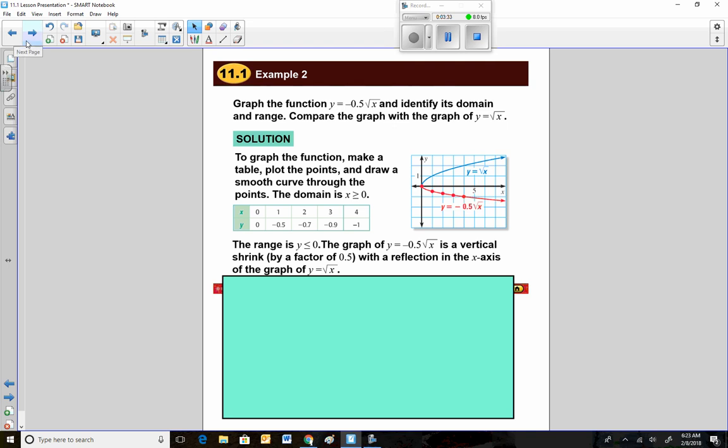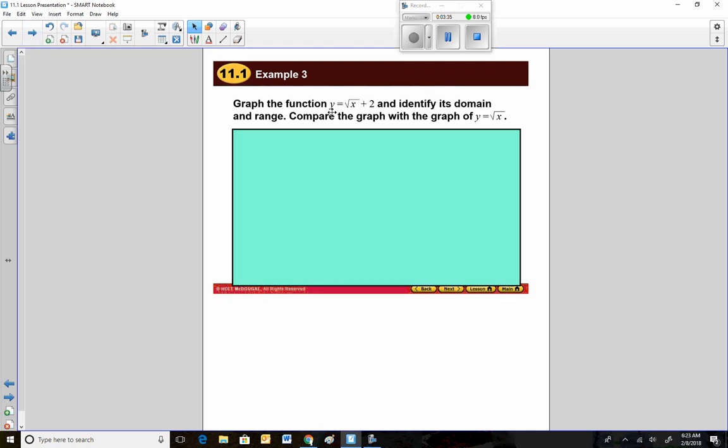All right, look at this one. y equals square root x plus 2. The plus 2 at the end, when we were working with our quadratics, moved things up or down.